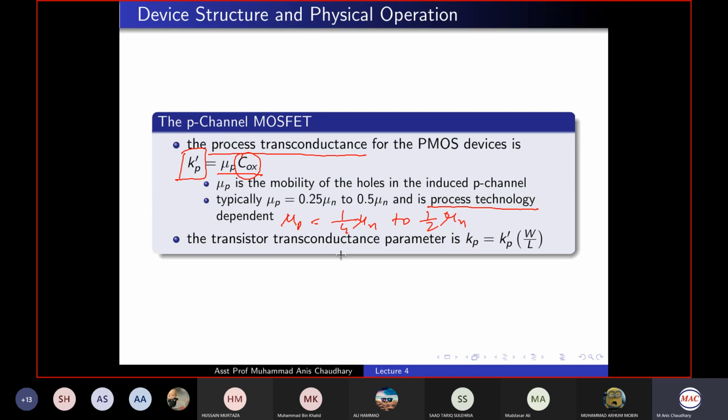Transistor transconductance parameter को again can be defined in a similar way. So transistor transconductance parameter is Kp, which is equal to process transconductance parameter Kp prime times the aspect ratio W by L. So this is the MOSFET transconductance parameter or the transistor transconductance parameter for a PMOS transistor.